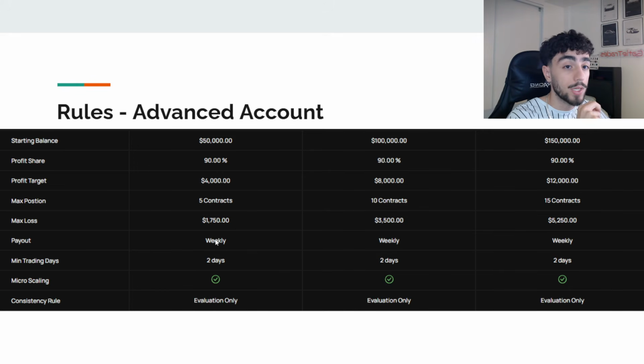You can get payouts every week. So you can get more frequent payouts, no consistency rule, and 90% split. So you get these 3 benefits to trading with advanced, but obviously they make it slightly harder to pass and slightly harder to get a payout because, well, it's an advanced account, right?